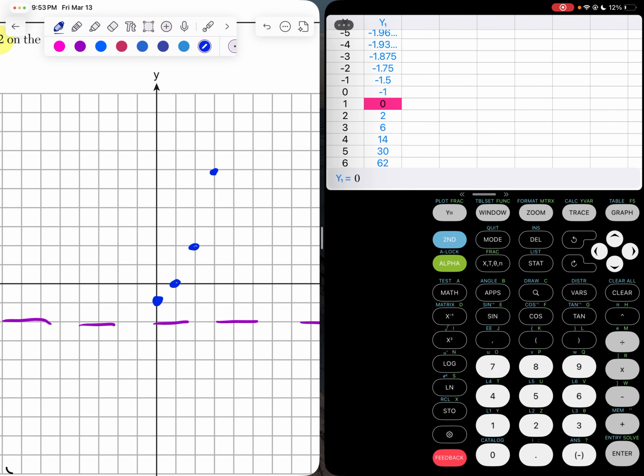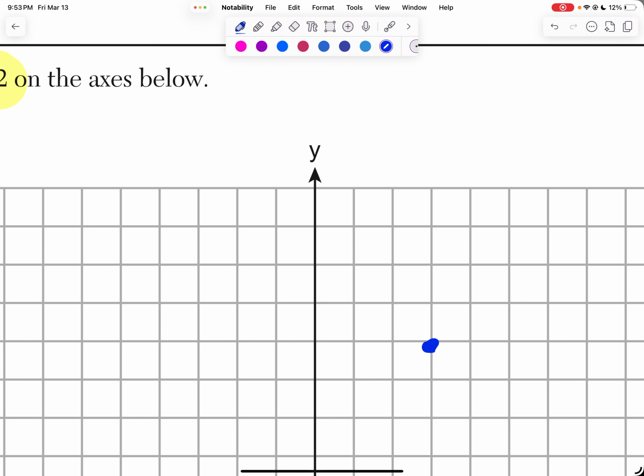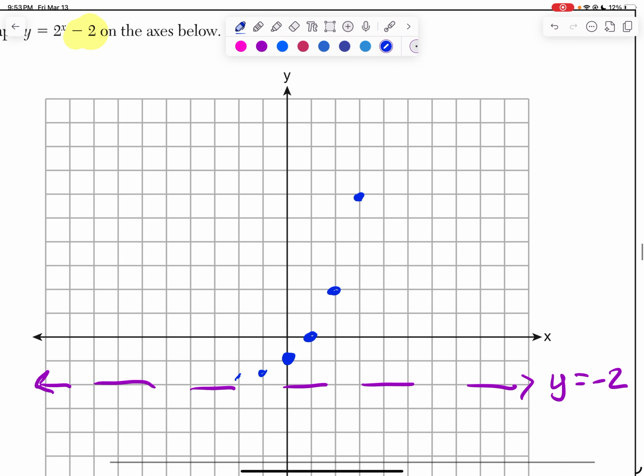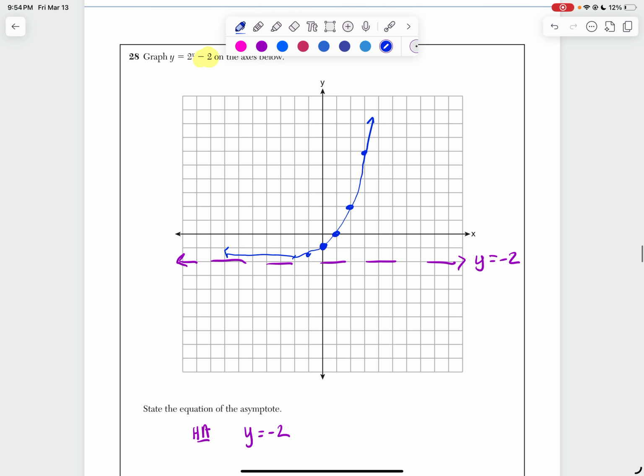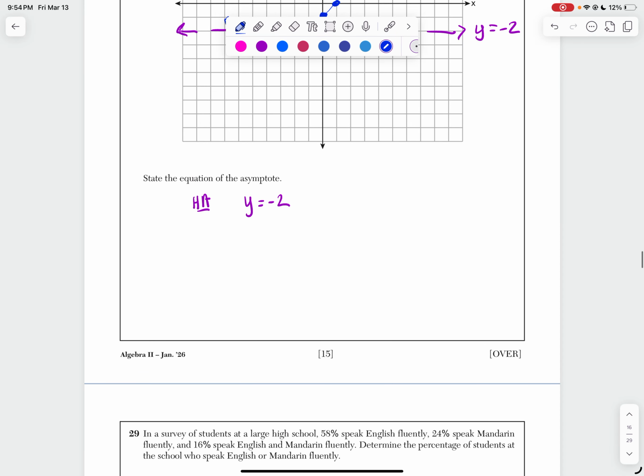At -1, I get -1.5. At -2, I get -1.75. So if you notice, I'm going to get super close to my purple line, but not touch it. So now just be very careful when you're sketching it. And then it's going to go through these points and then come very close to our line, but not touch it. And that's going to be number 28, the equation of y equals 2 to the x minus 2 when sketched.